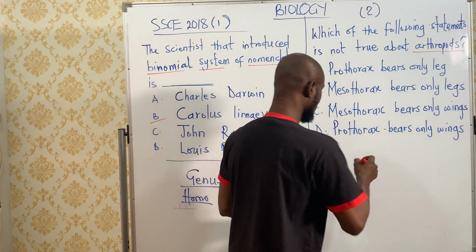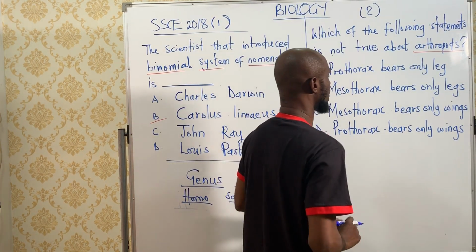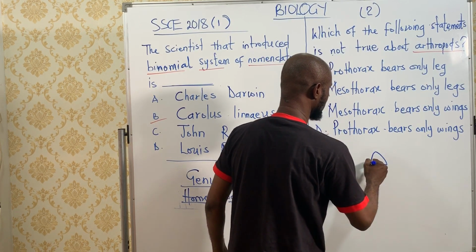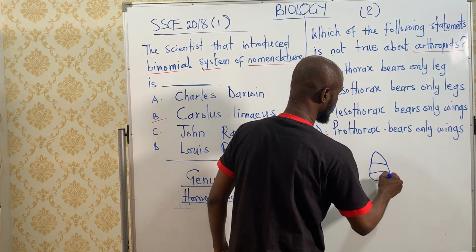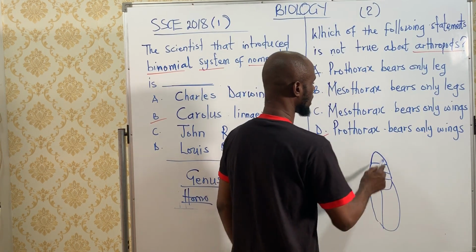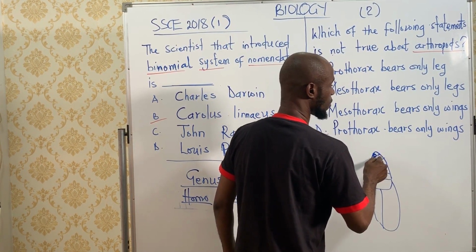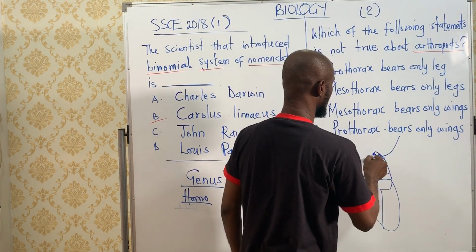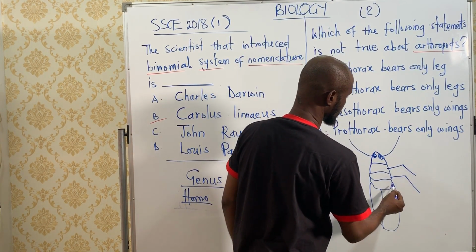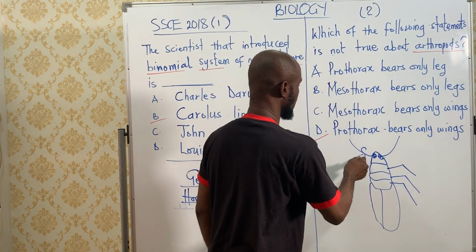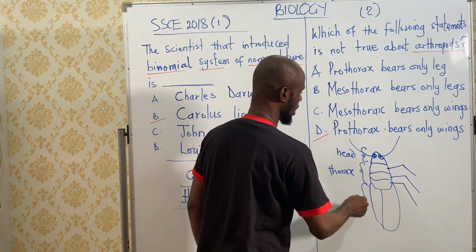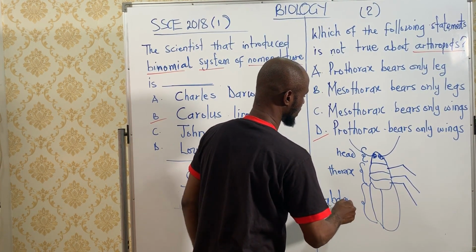The first one is called the head. Let me draw it because of time. We have the head, the thorax, which is the chest, then the abdomen. The head has the compound eye, and the antenna is attached to the head. Then we draw the walking legs. So this is the head, that's the first part, then the thorax, the chest, and the abdomen. This is a typical insect.